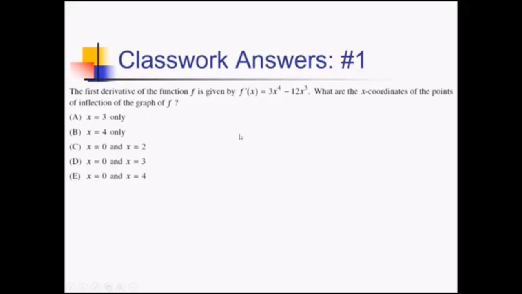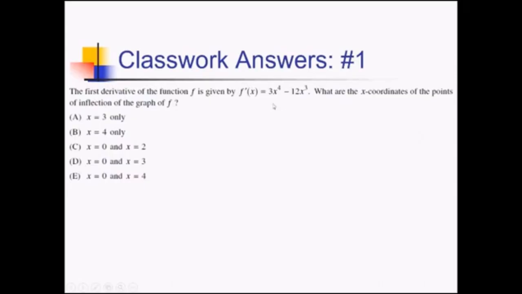For this problem, I'm given the first derivative of a function, f prime here. I want to know the x-coordinate of the point of inflection for the graph of f. So for this, I need to figure out where f double prime is changing sign. To do that, I need to take a derivative, but I only need one derivative because they already gave me the first derivative. So just make sure you don't take two derivatives by mistake here.